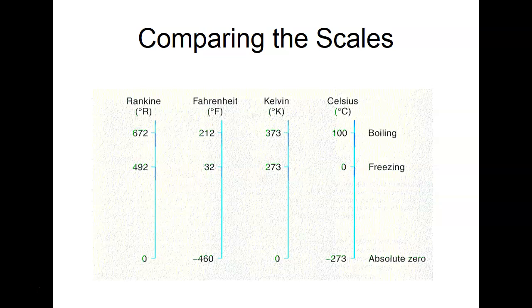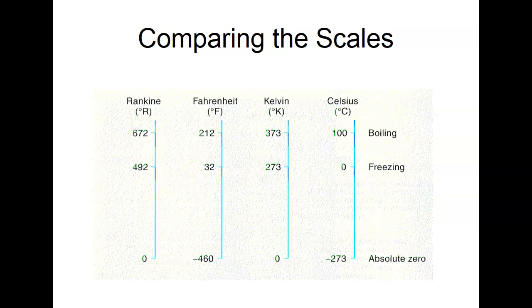273 degrees Kelvin would actually be where water freezes, and it's still in the positive range, right? So on the Rankine scale and the Kelvin scale, there are no negatives. It goes from zero and up, right? Understand that. The Fahrenheit scale and the Celsius scale have negatives. But this is the problem.